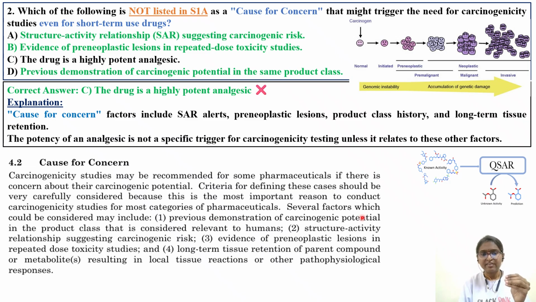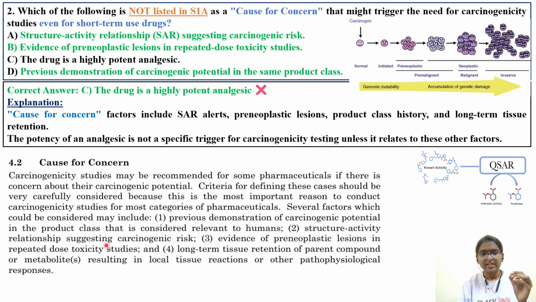We'll see. Several factors which can be considered may include: first one is previous demonstration of carcinogenic potential in the product class that is considered relevant to humans. So this is your option number D. Class specific, like ACE inhibitors, angiotensin receptor agonists, like that, class specific. Second one is structure activity relationship suggesting cancer risk, like epoxide ring formation, or some electrophile group. Then definitely some alerts will be there in the SAR. Then you have to consider that particular chemical as a cause for concern.